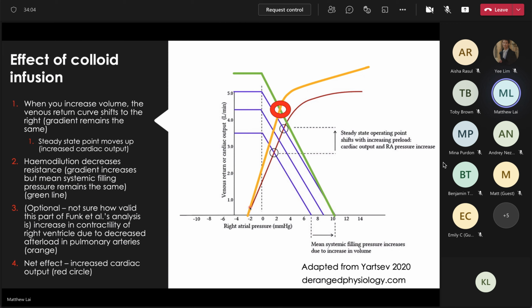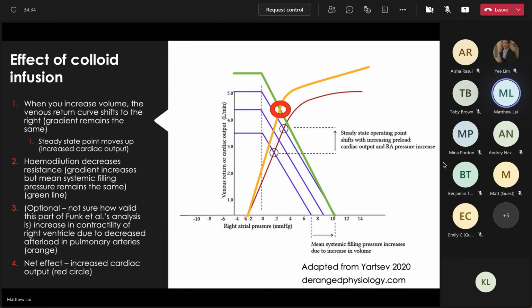And what can also happen, although I'm not sure it's necessarily as important, is due to this hemodilution, you also get decreased afterload to the pulmonary arteries, so you can get an increase in your cardiac function curve, resulting in an even greater increase in cardiac output. But to be honest, I think just mentioning the fact that there is hemodilution is enough, because the end result's the same, cardiac output increases, which in itself is fairly intuitive.